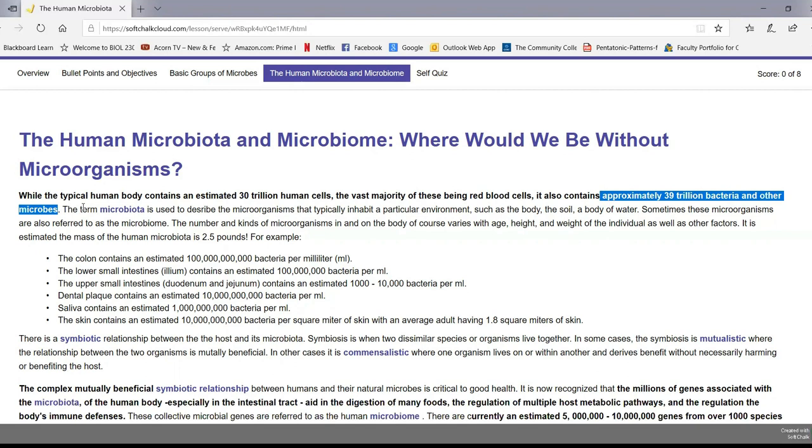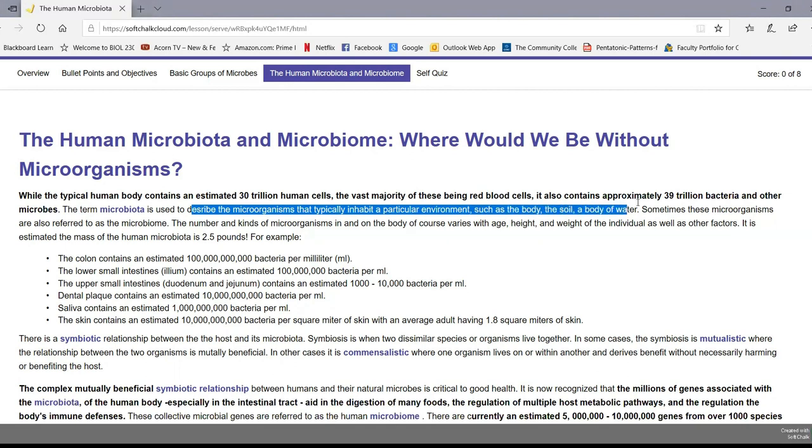So a couple of terms, these are terms that were in your detailed learning objectives. Microbiota is used to describe microorganisms that typically inhabit a particular environment. Could be the body, or maybe inhabit soil or a body of water. Of course, what we're going to be looking at is the human microbiome, those that inhabit our body. Now, sometimes these are also referred to as the microbiome.